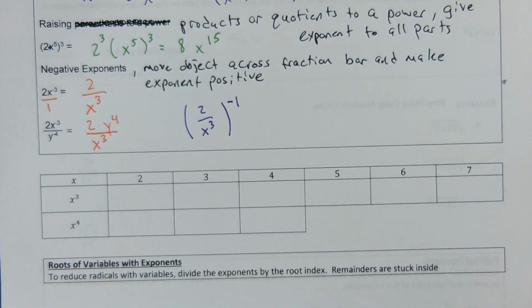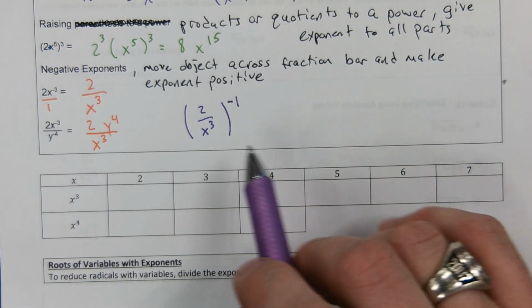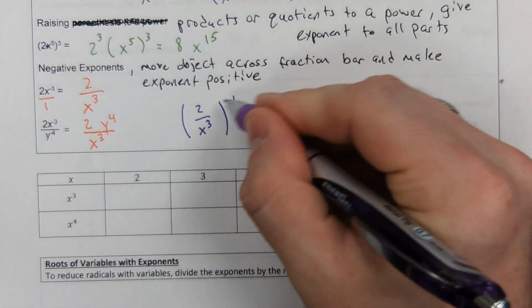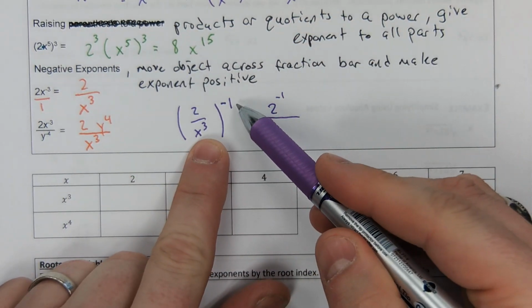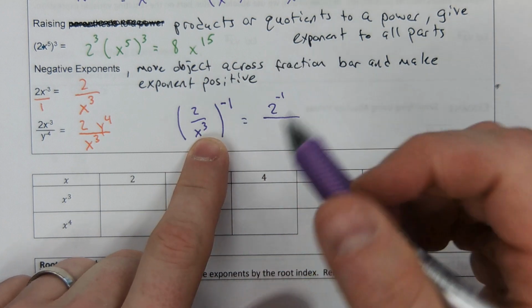What if a quotient has a negative exponent? We already talked about the fact that when you have a product or a quotient inside the parentheses, all the parts get the exponent, right? So that would mean that I would have a 2 to the negative 1 on the top. And on the bottom, I have a power to a power. So I have to multiply.